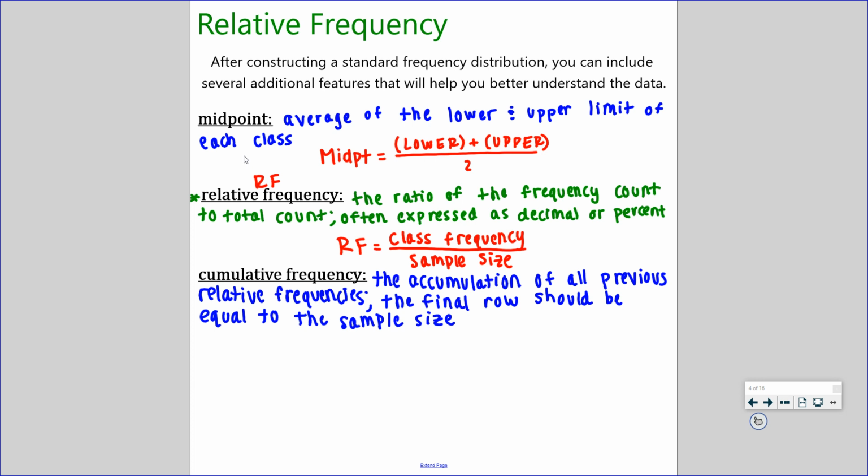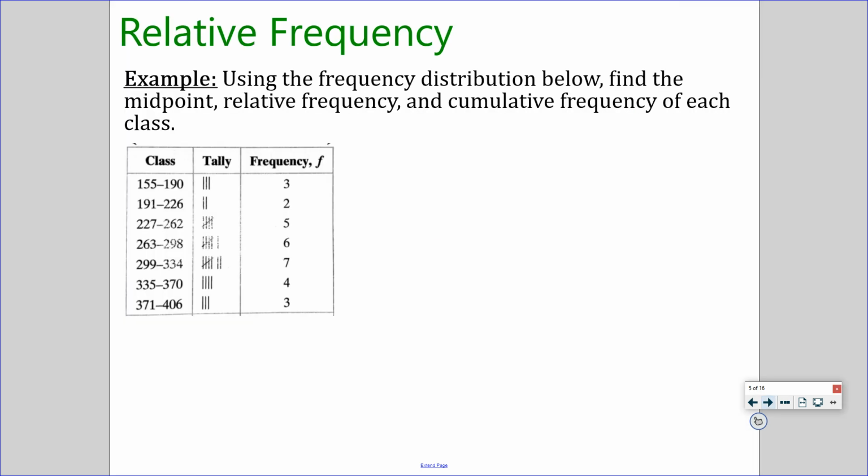So sometimes frequency distributions don't always include tallies. Sometimes they do. The tally is more like them collecting data, and then the frequency is obviously the number of times it occurs. So sometimes they might have that middle tally column, sometimes they don't. So this one says, using the frequency distribution below, find the midpoint, relative frequency, and cumulative frequency of each class.